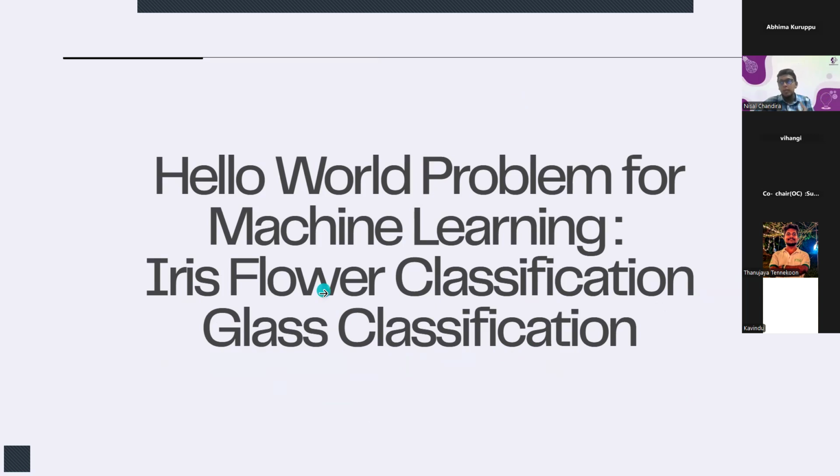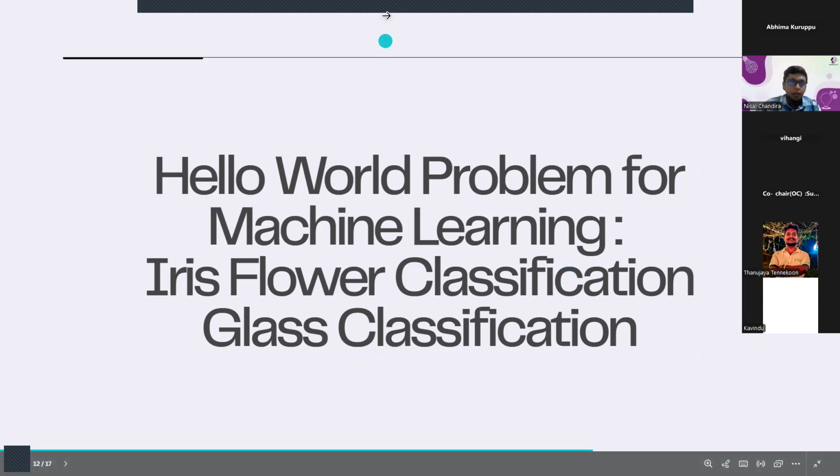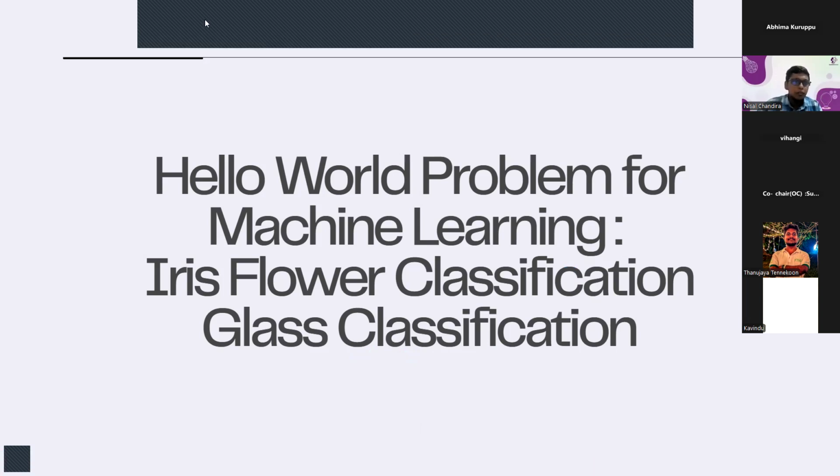And I will discuss both iris flower classification, which is a very simple classification problem, so you can get that understanding, and the glass classification. So let me give 1 minute and I will tell you. I will send my Python file to you so you can run.